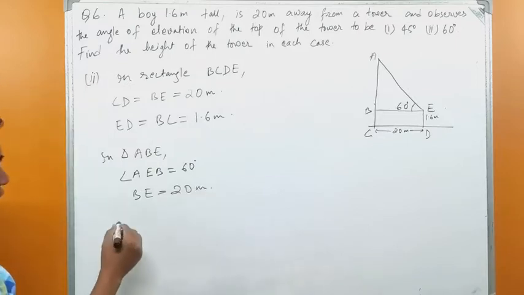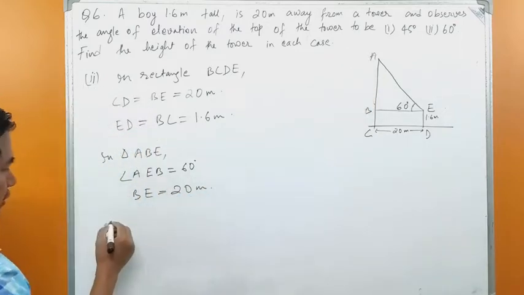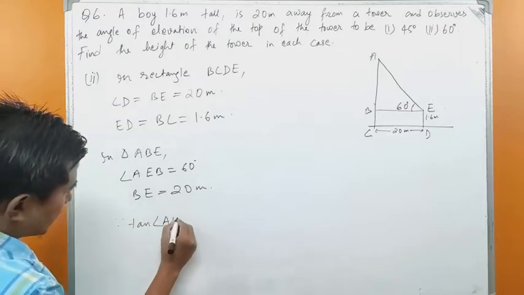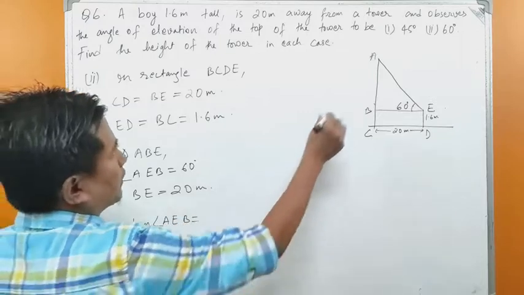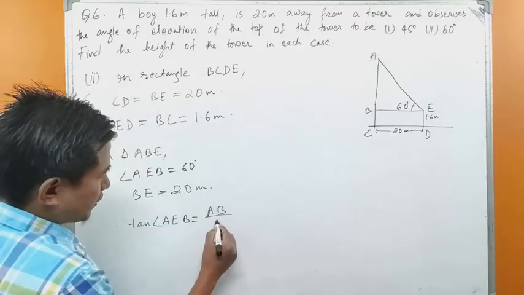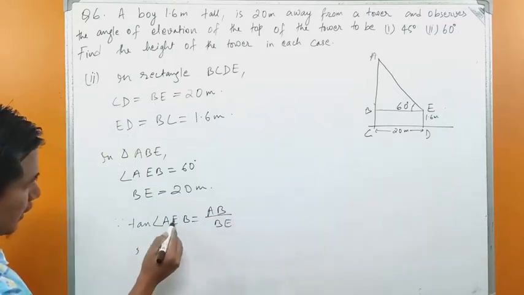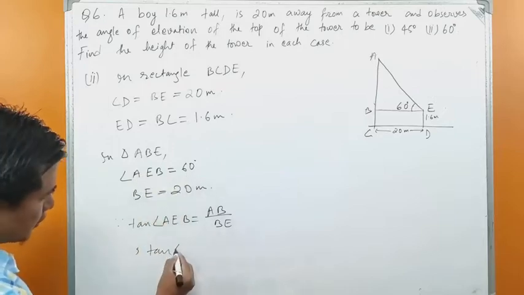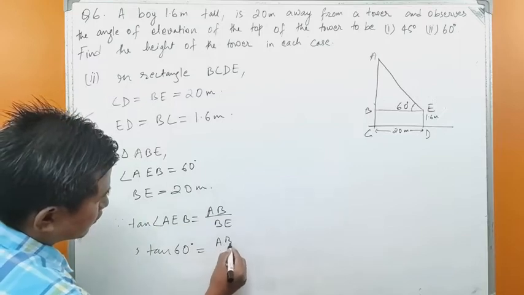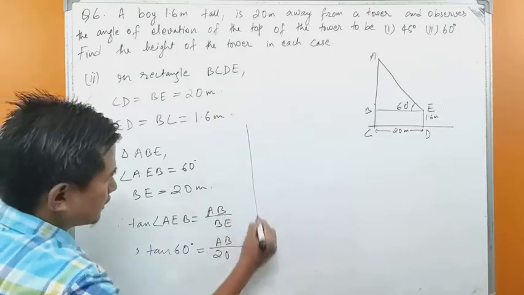So we apply tan theta here and we find the value of AB, the same thing as we did earlier. Since tan of angle AEB equals perpendicular AB by base BE. So tan of angle AEB, which is 60 degrees, equals AB, which is not known to us, so we write AB, over BE, which is known to us, 20. We write 20 instead of BE.